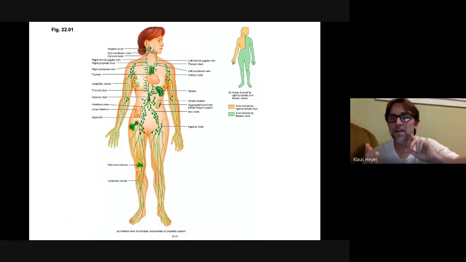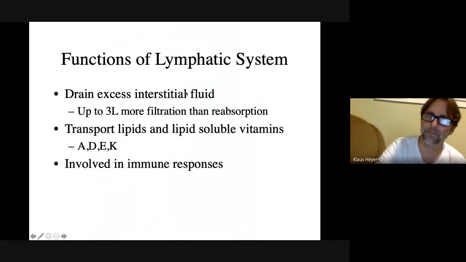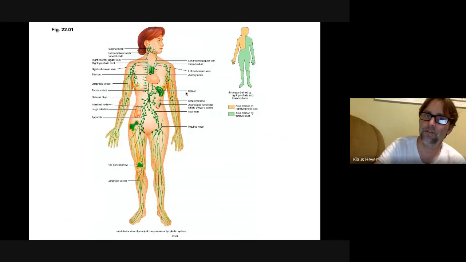So spleen, thymus, and red bone marrow. You probably remember red bone marrow and spleen when we talked about blood. The spleen breaks up old red blood cells, and the red bone marrow makes red blood cells, but they also make white blood cells. So we're going to talk about these organs. Any other organs there? Not really. Not anything significant.